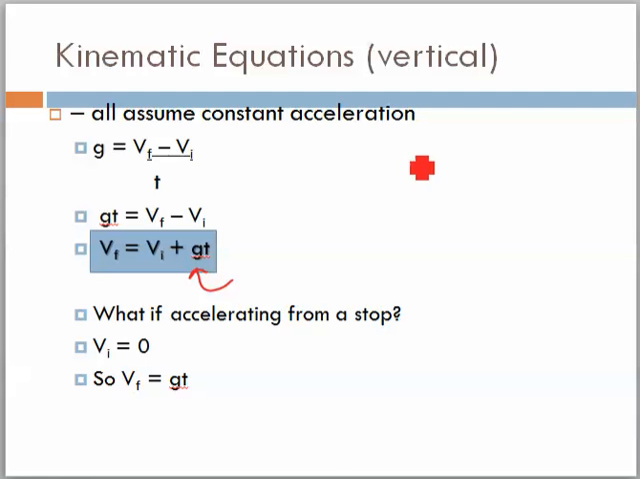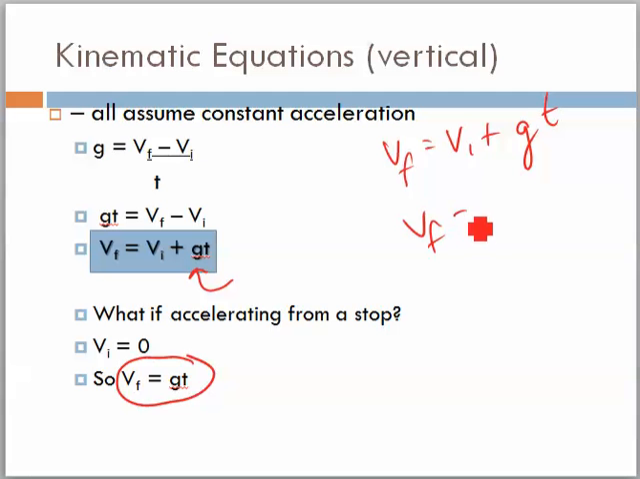Real quickly here, to find something's final velocity, a lot of times if VI is 0, meaning we're dropping it off a cliff, or if it's falling from a ledge, or something like that, it will simplify down into just VF equals G times T, which is the same thing. It's just we don't write the 0 in there. So I wanted to make a little acknowledgement of that.